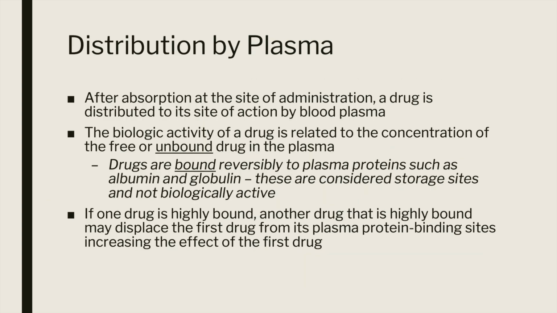When distribution happens by plasma, after the absorption at the site of administration, a drug is distributed to its site of action by the blood plasma. So plasma is its main way of distribution. The biologic activity of a drug is related to the concentration of the free or unbound drug in the plasma.